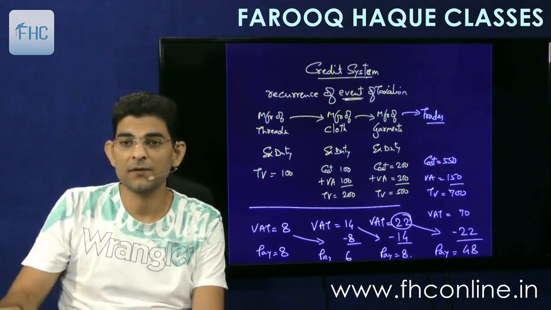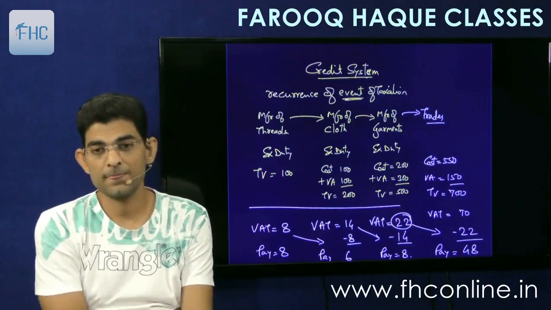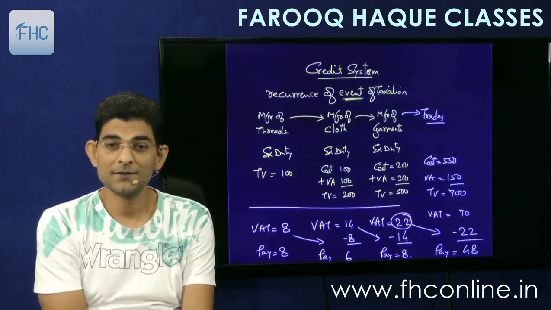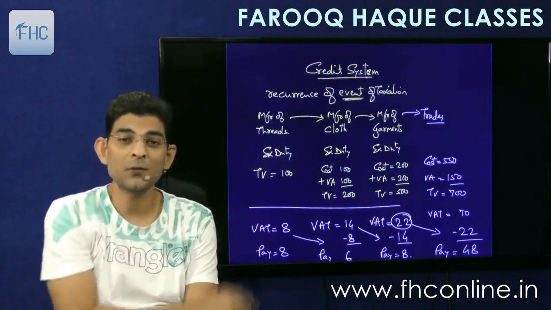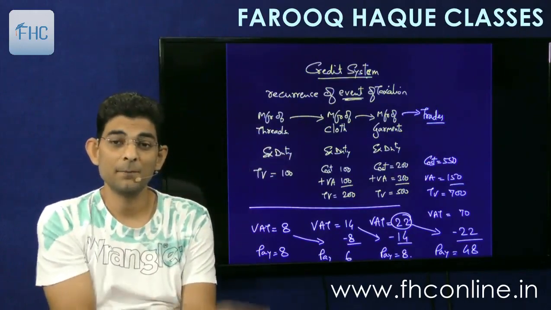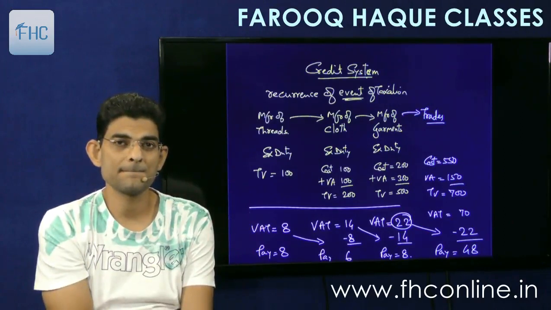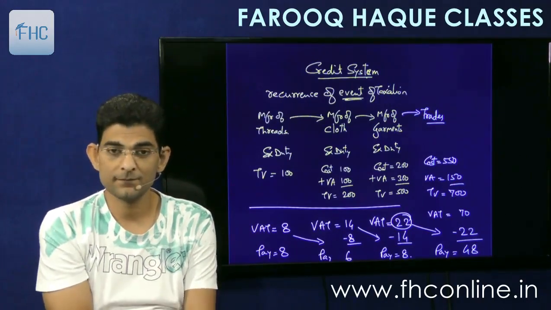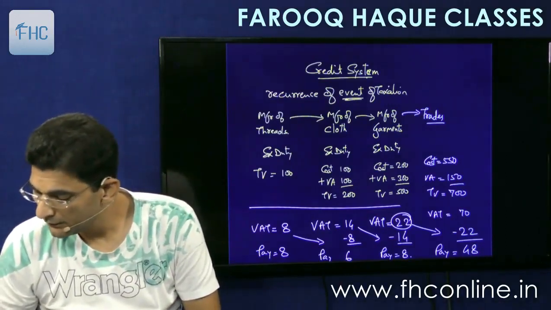So he'll pay 48. So that is allowed. But excise of 50 would not be allowed as set off. But VAT credit will be allowed as set off. Understood? Very good. Take it down.